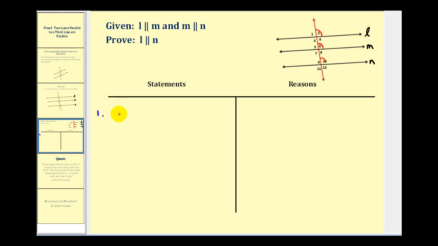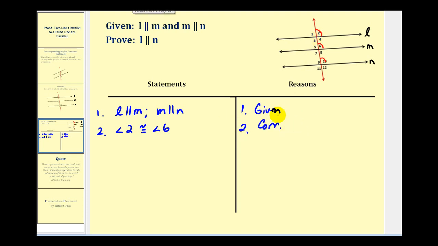So number 1, we'll state the given. L is parallel to M, and M is parallel to N. Step 2, angle 2 is congruent to angle 6. This is by the corresponding angle postulate. And there are a lot of ways to abbreviate here, depends on your instructor.